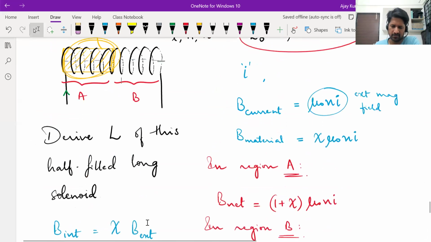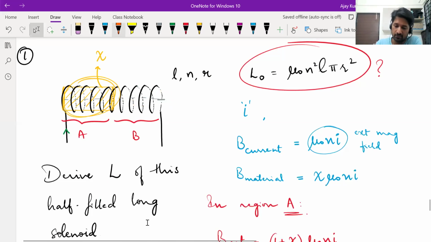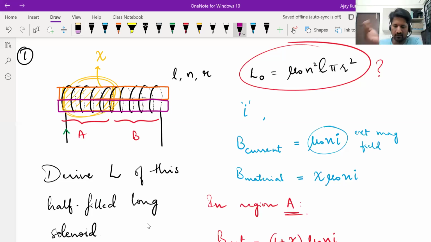Actually, in exams, they may not ask you questions like this, but they can ask you questions where half solenoid is filled with one material completely. The other half is filled with another material completely. This can be asked because in this case, throughout the solenoid, you are considering fields of both of them. Current field is considered, material field also will be considered throughout the solenoid. Then they can ask you questions like this. Okay, and you'll find questions like this in your worksheet.